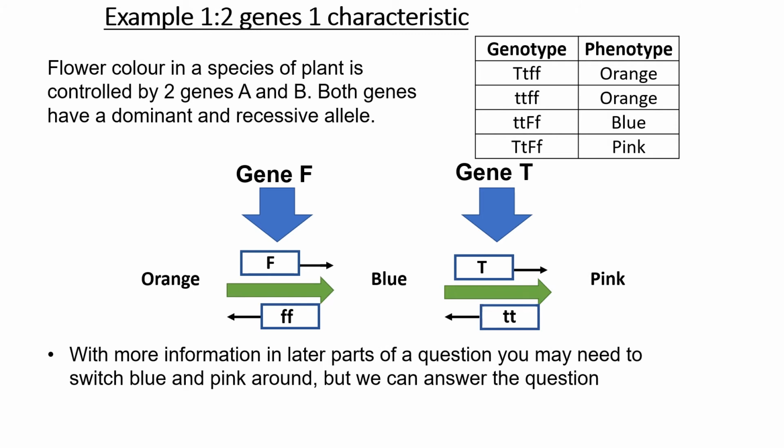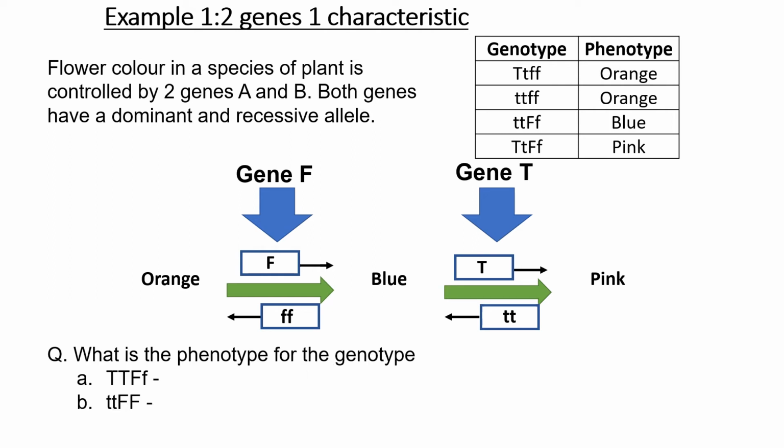So all I've done to my diagram is simply add in the letters for capital T and the lowercase t genotype and linked it up to the correct color. It could be that later on in the question it gives me more information and I'm able to identify the particular sequence if blue or pink comes first in the sequence. But at this point it doesn't really matter. I can answer the question with the information I've got, even if I've got the wrong order.